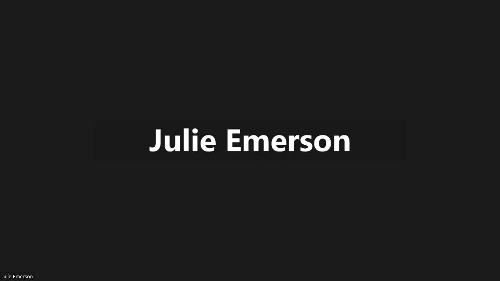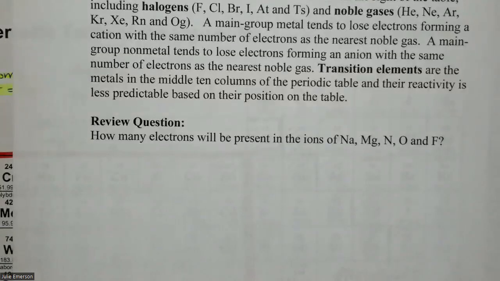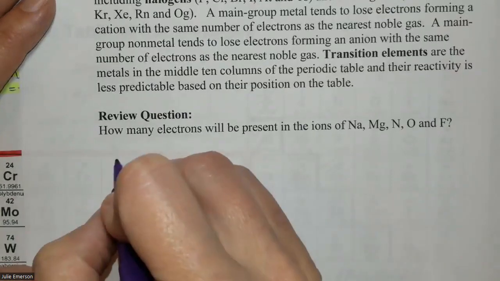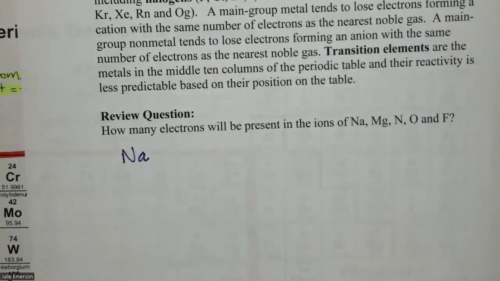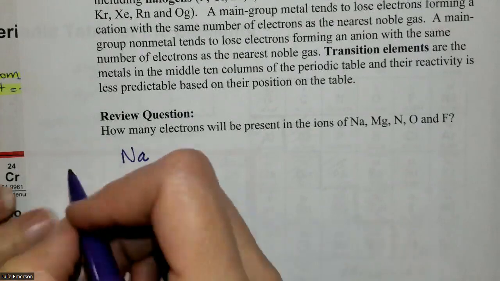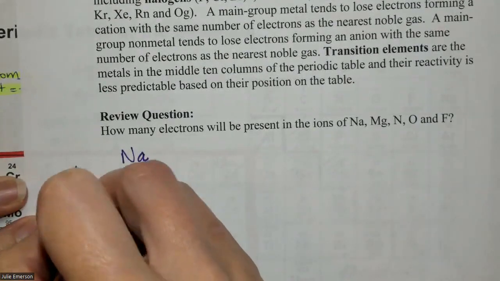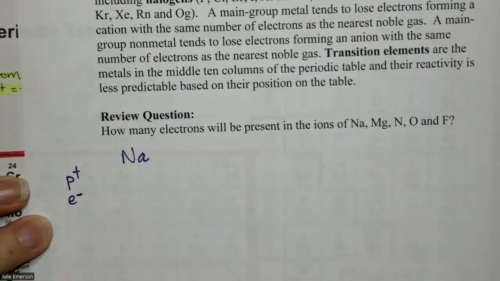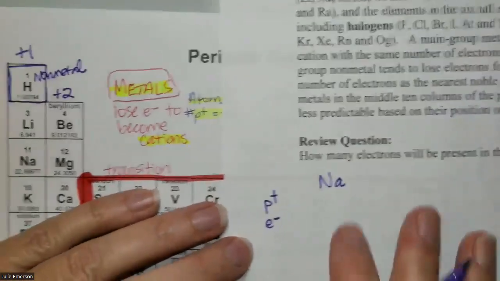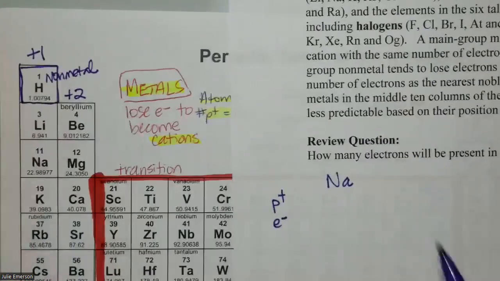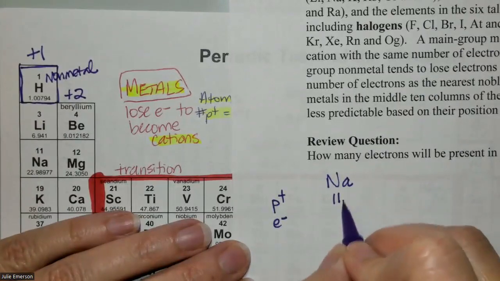Example question says, how many electrons will be present in the ions of sodium, magnesium, nitrogen, oxygen, and fluorine? So first, let's look at sodium. I'm going to do this sort of the long way. For each of these, we're going to look at protons and electrons. Sodium, going over to my periodic table, has 11 protons.